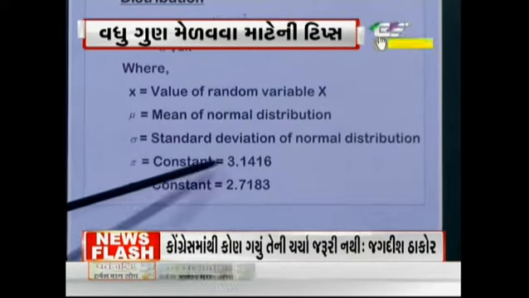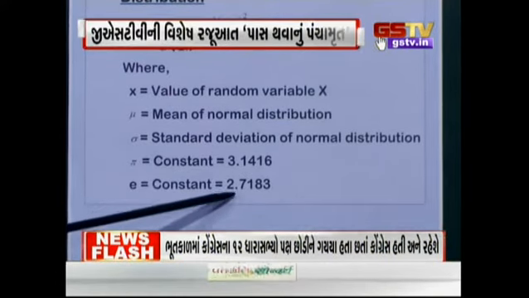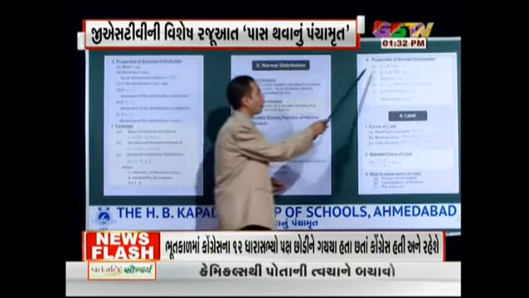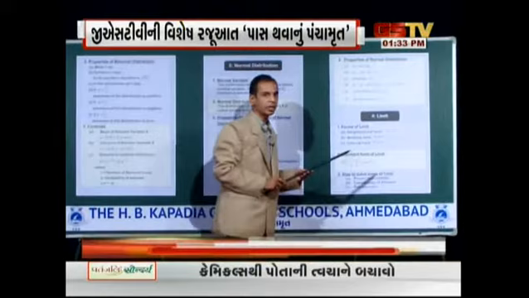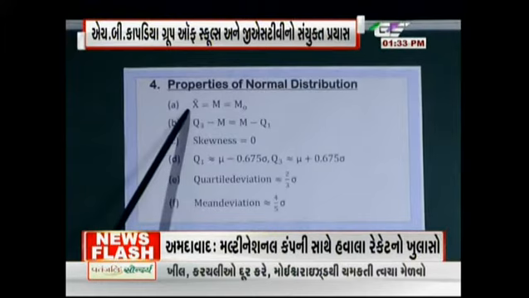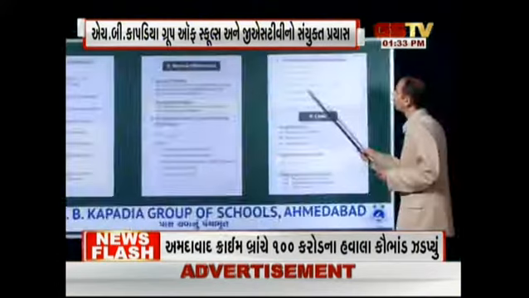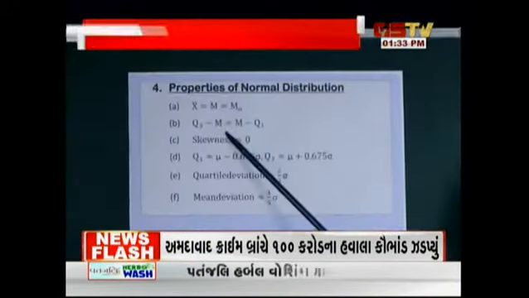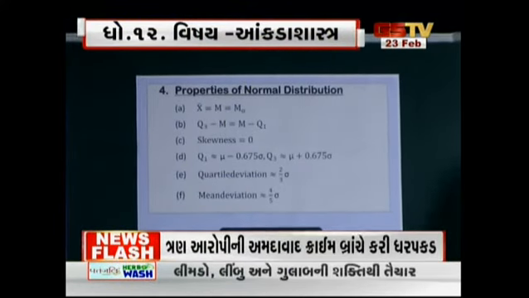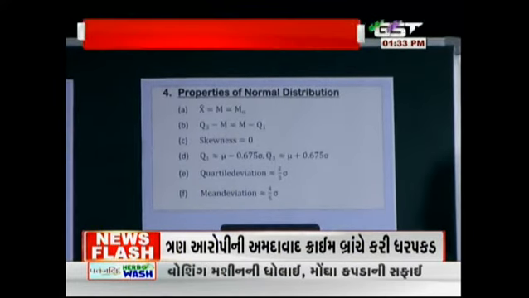Pi, a constant value 3.1416. And e, again a constant value 2.7183. Now, the next, properties of normal distribution. Here I have briefly stated the properties. First, in a normal distribution, the value of x bar, mean and mode are always equal. Second, the distance from M to Q3 and M to Q1 are always equal. Third, skewness in a normal distribution is always 0.